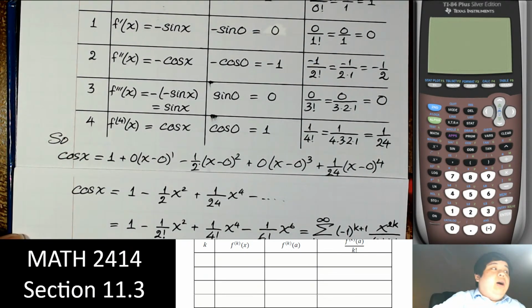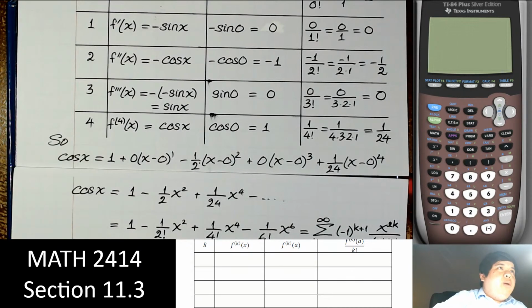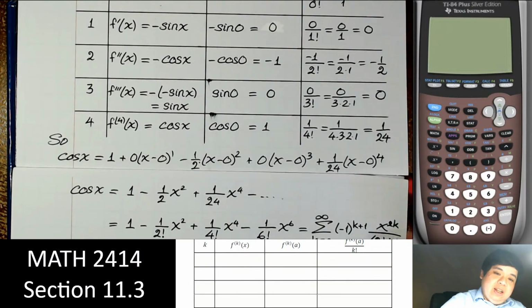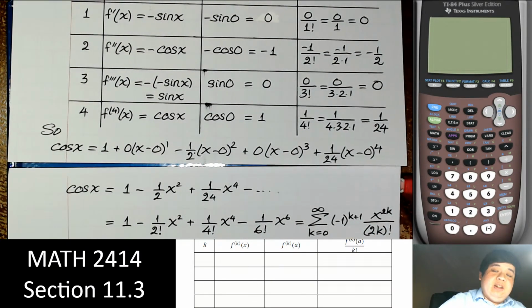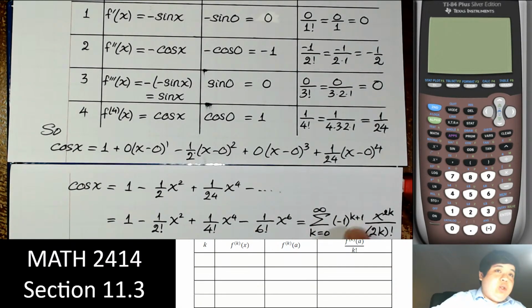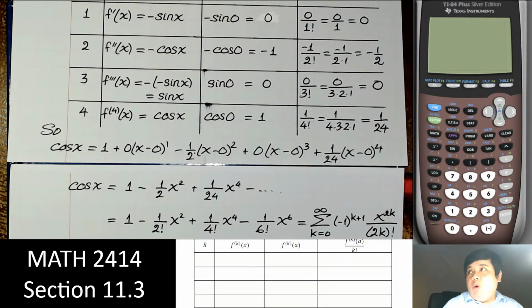Right, now back to pre-calculus or trigonometry. We know that cosine is an even function. Now we see that all of them are even terms, even powers of x, so that's why it is an even function. And in here we have x to an even number divided by factorial of an even number, and we have the negative 1 to the k plus 1, so the sign will change from positive to negative.